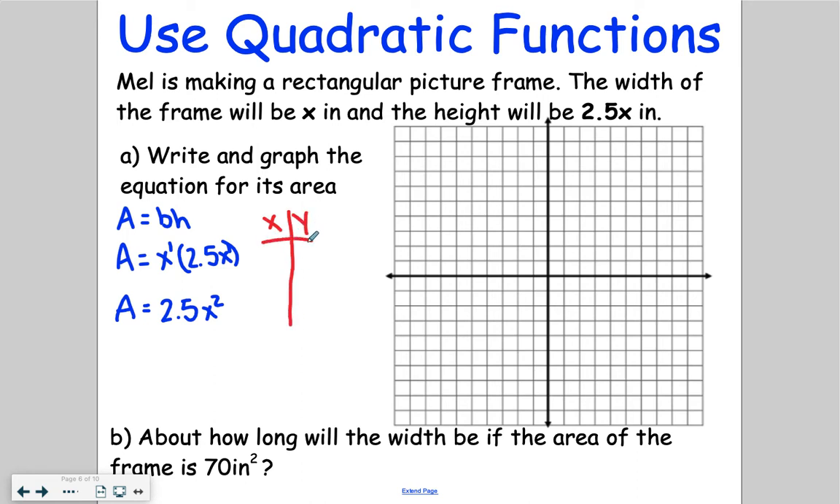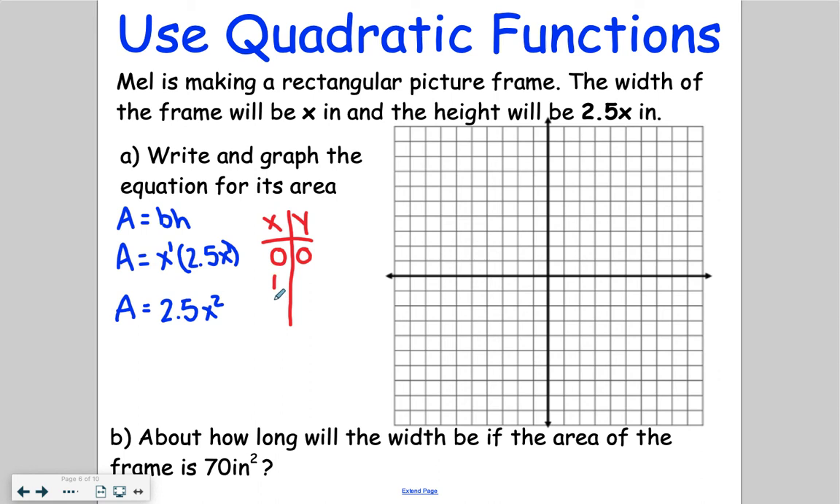Now, I know I said to start with -2. When you are looking at word problems, you need to decide if you can go into the negative numbers. In this case, our x stands for the width of a picture frame. We can't have a width of -2, so we're going to start at 0, because even though we can't have a 0 width within a picture frame, when I plug in 0, 0 squared times 2.5, 0 is going to give me a starting point for my graph. So with this word problem, if the negatives don't work, you are going to always start with 0.